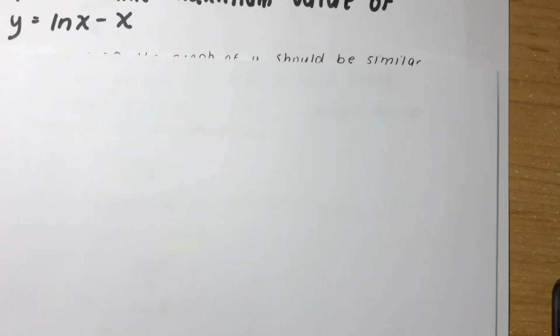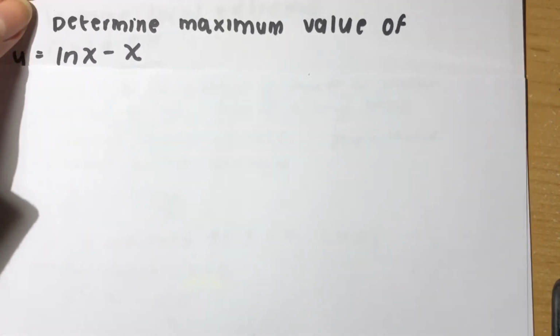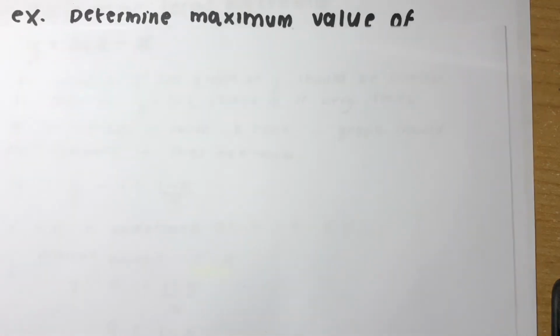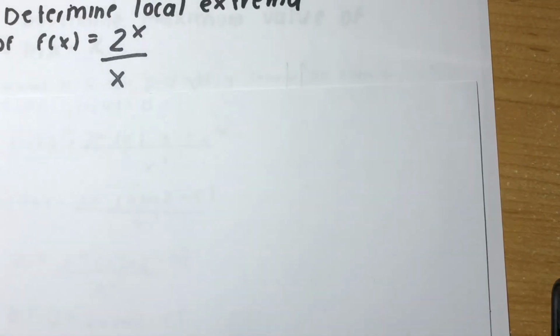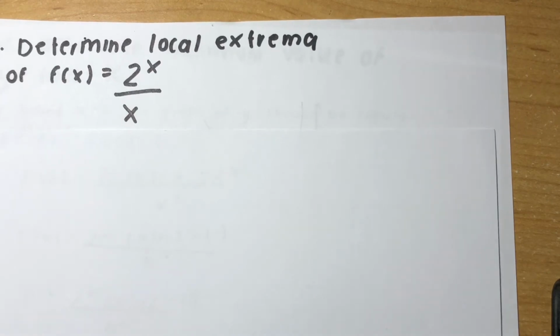So we could take a look at a different example. This example actually involves ln. We can take a look at this one, but it still gives you the same process. Let's look at an exponential. When looking at an exponential function, we can still determine the local extrema the same way.